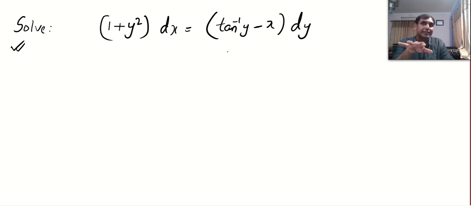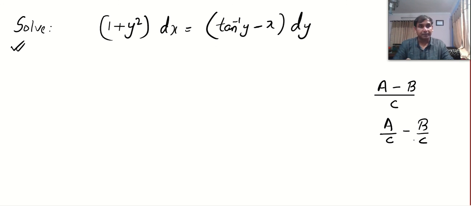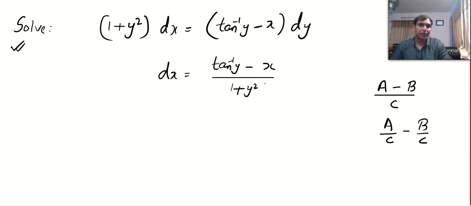So basically this is linear. Now, do you remember in algebra you might have learned that (a minus b) divided by c can be split into two fractions, a divided by c minus b divided by c. Okay, so what I'm going to do is write dx equal to (tan inverse y minus x) the whole divided by (1 plus y squared) dy.